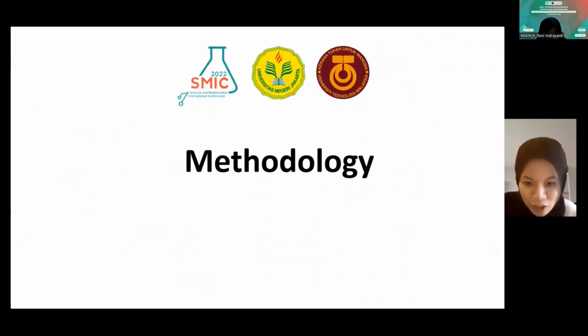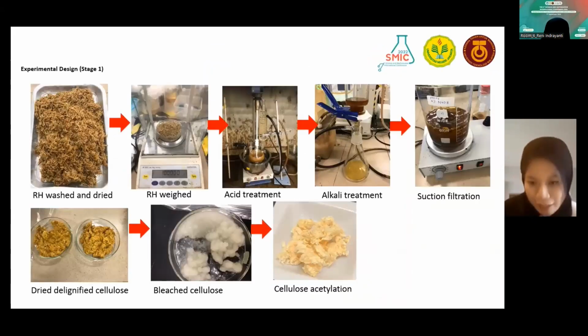Moving on to the methodology of this study. It will be divided into 2 stages. In stage 1, this is a series of chemical pre-treatments done in the chemical lab in UTM. Firstly, rice husk will be washed, dried, and weighed to around 10 grams. They will undergo a series of acid and alkaline treatments before bleaching. Then the purified cellulose will undergo cellulose acetylation. Cellulose acetate is the derivative of cellulose that is commonly used as wound dressing.